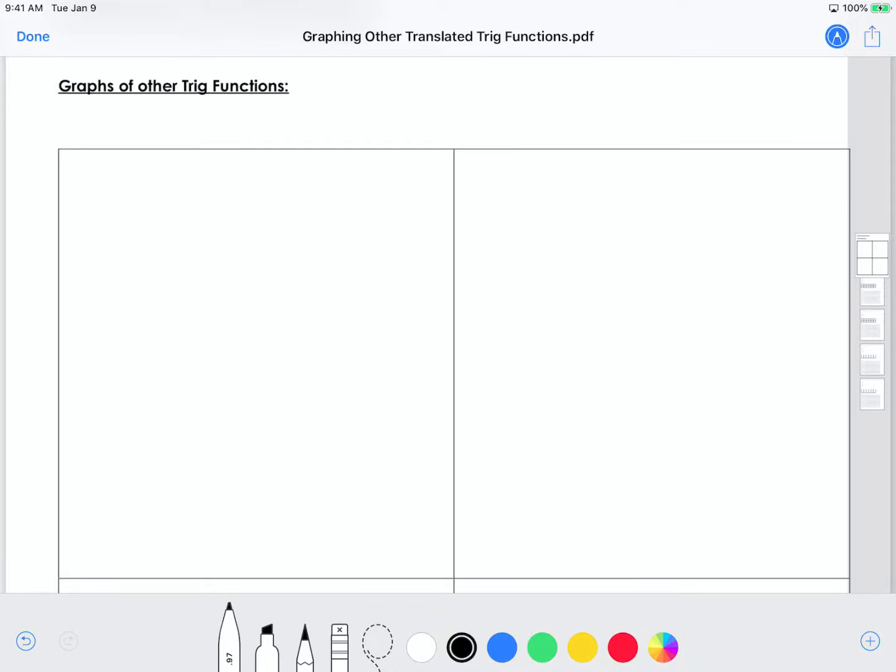Okay, we're now going to talk about the graphs of the other trig functions, and we're going to start with cosecant. And the first period of cosecant looks like this. If this is at 0, we have pi over 2, we have pi, we have 3 pi over 2, and then 2 pi.